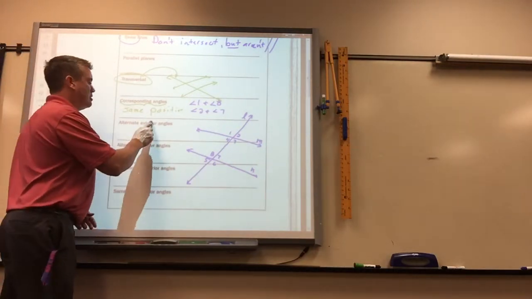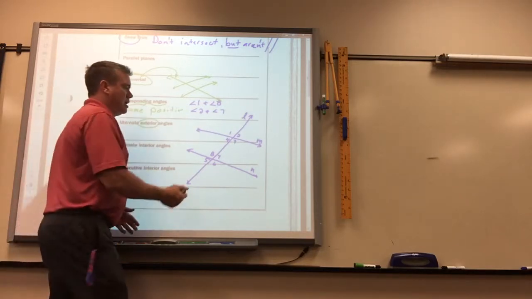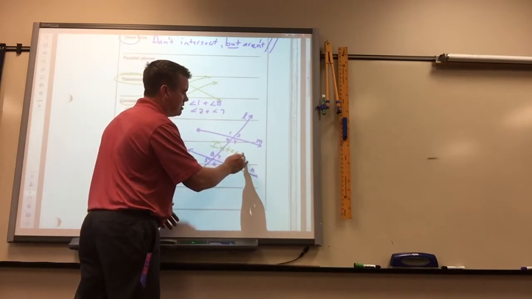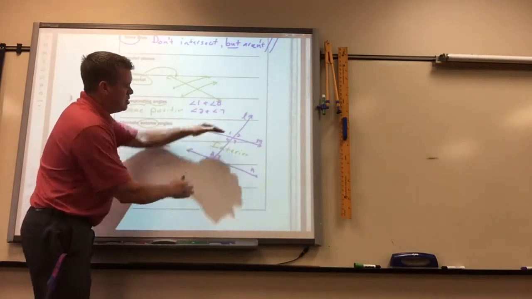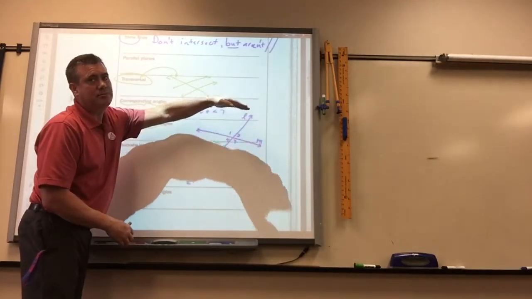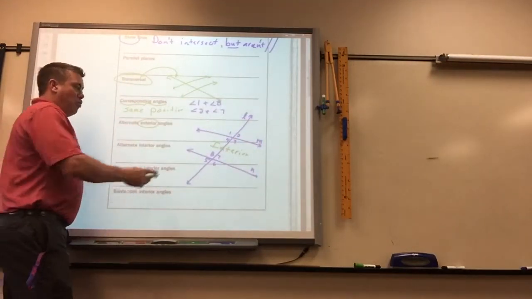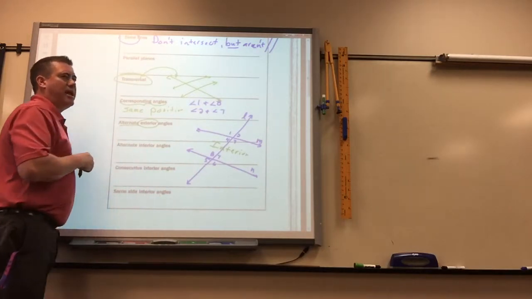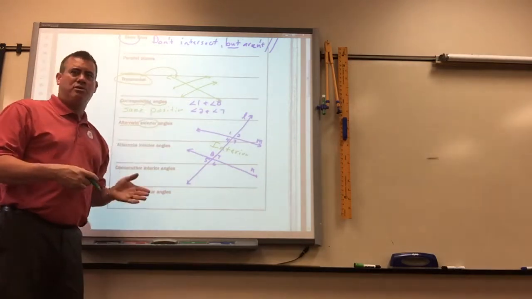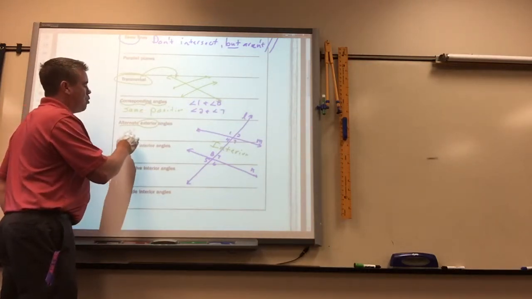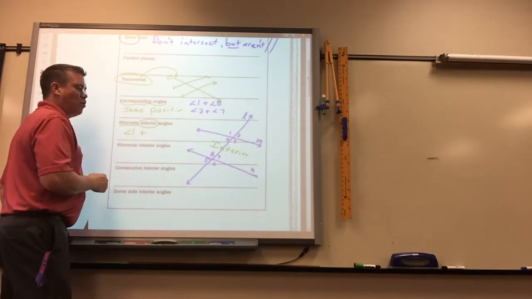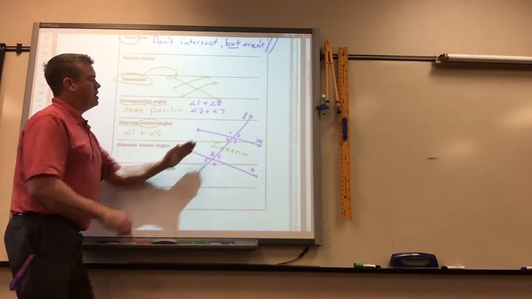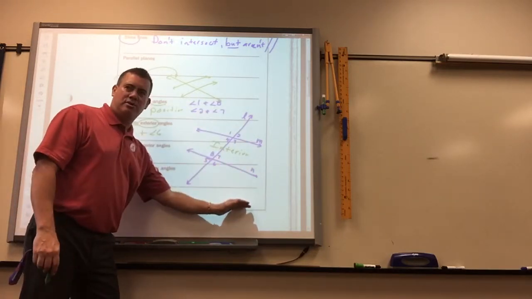Alternate exterior angles. All of these angles inside the 2 lines are interior angles because they're inside the 2 lines. So these outside are exterior. So like 1, 2, 5, 6. Yep, 1, 2, 5, and 6 are exterior angles. So when it says alternate, that means they alternate sides of the transversal. So angle 1 and angle what would you think? Angle 1 and angle 6. 1 is on the left side, 6 is on the right side.